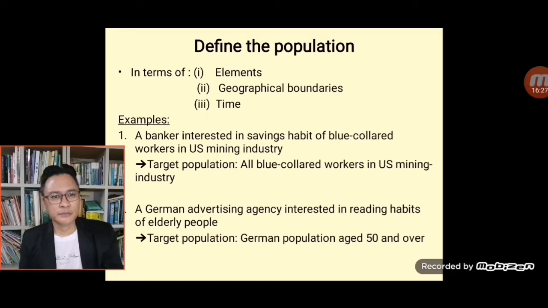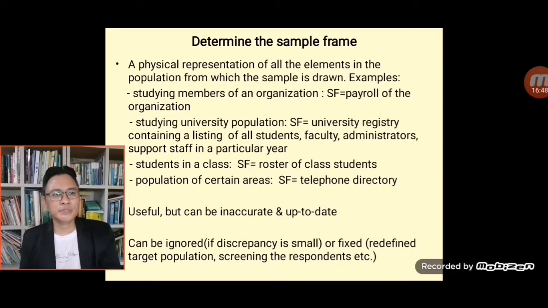Define the population. Okay. Example, a banker interested in saving habit of blue-collar workers in US mining industry, target population, all blue-collar. A German advertising agency interested in reading habits of all the people, target population, German population, age 15 and over. Okay, tadi kita dah cerita tadi kan. Alright. Determine sample frame.